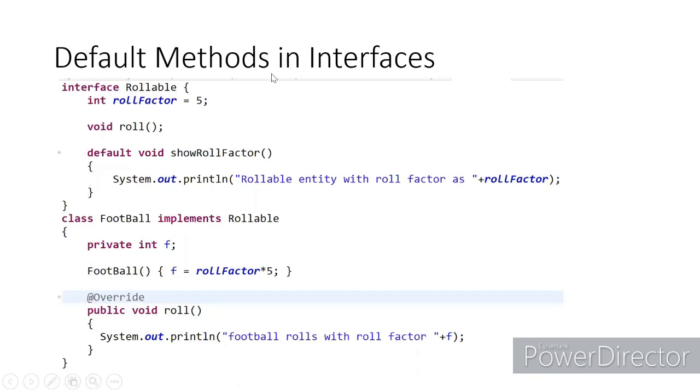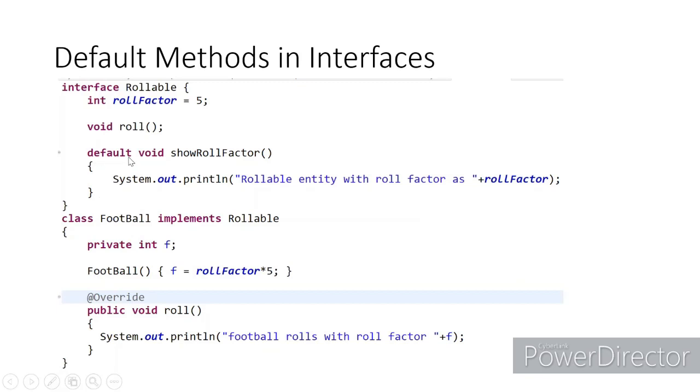Can you see this interface, RoleLabel? Suppose there is an interface RoleLabel with an abstract method role in it. It's not marked as abstract, but you know that all the methods inside an interface are abstract by default. Then I have implemented one more method called showRoleFactor, which is an implemented method. It has a body, and I have declared a primitive data type int variable called roleFactor. So this method simply shows what the role factor is.